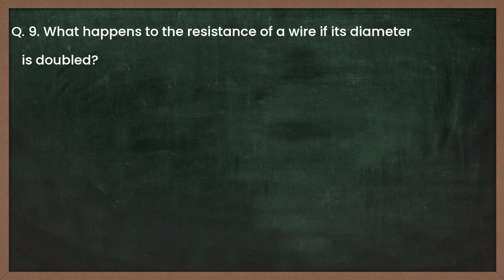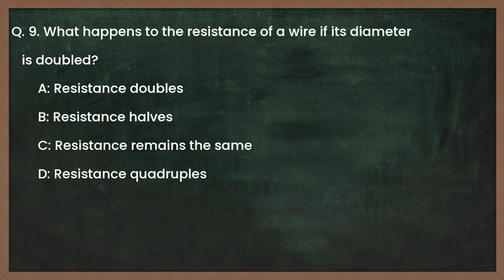Question 9. What happens to the resistance of a wire if its diameter is doubled? Option A, resistance doubles. Option B, resistance halves. Option C, resistance remains the same. Option D, resistance quadruples. You have 5 seconds to answer the question.